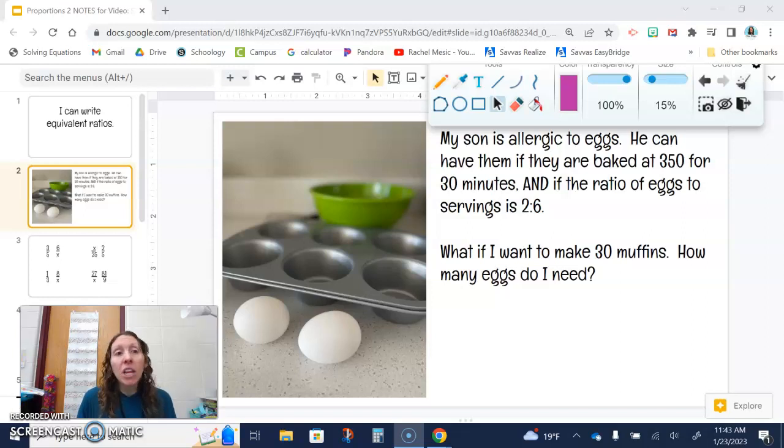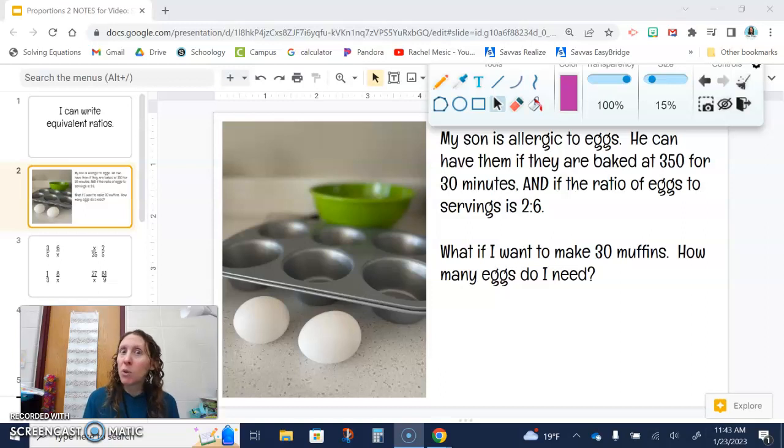Today we are going to write equivalent ratios. So my son is allergic to eggs. He can have them if they are baked at 350 degrees for 30 minutes and if the ratio of eggs to servings is 2 to 6. So that means for every 2 eggs, I'd have to make at least 6 large muffins.